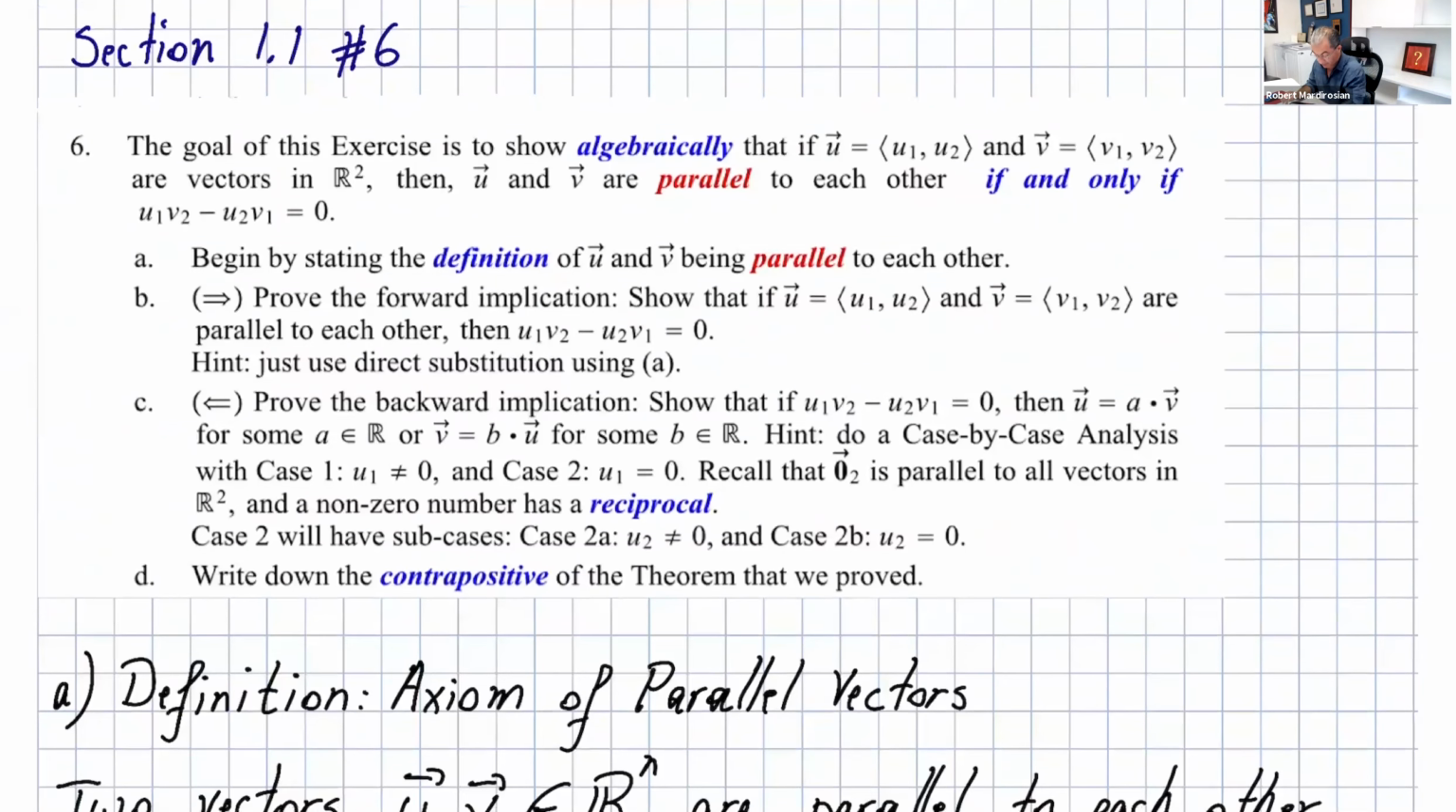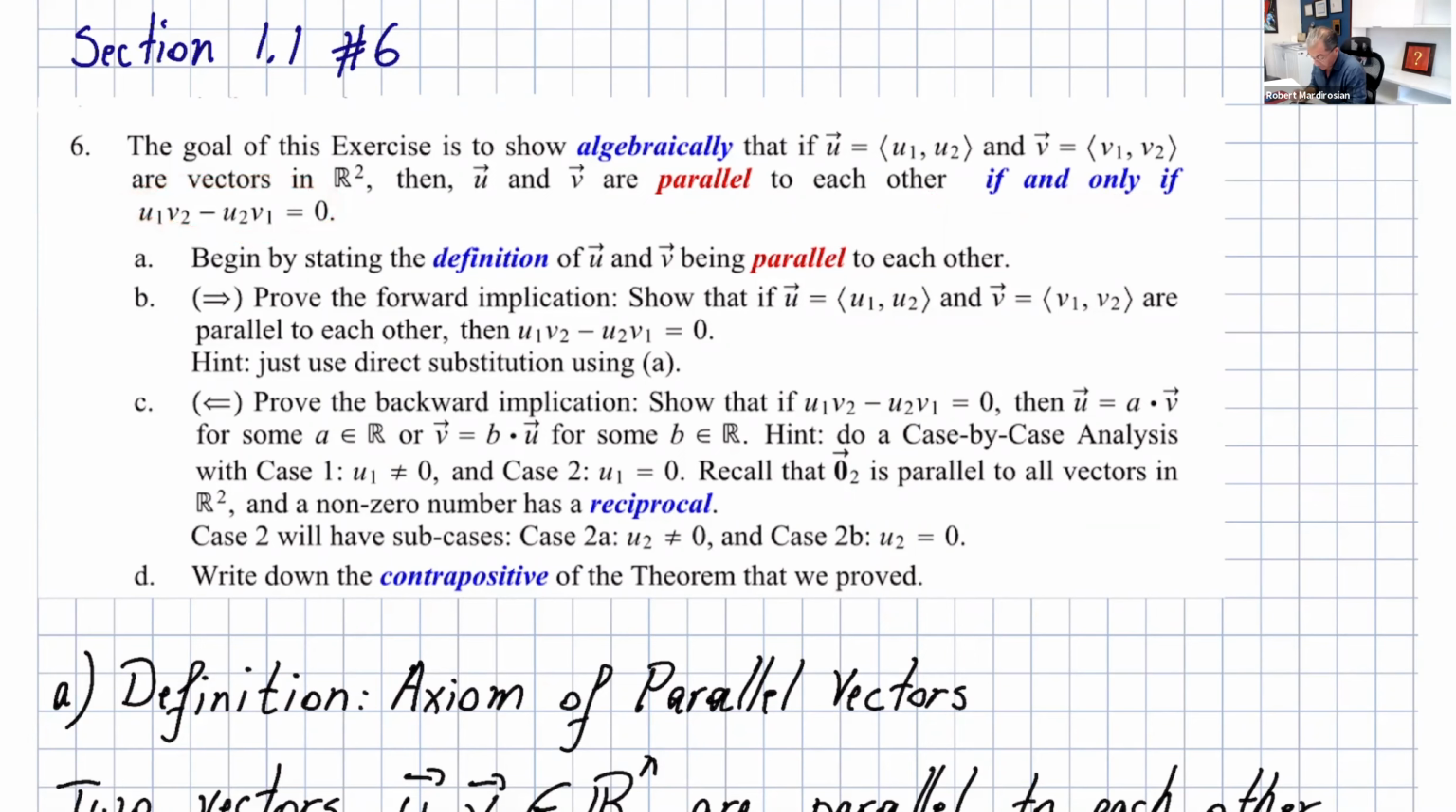So let's go over number 6, section 1.1, and just read the problem. The goal of this exercise is to show algebraically that U with components U1, U2, and V with components V1, V2 are vectors in R2. Then U and V are parallel to each other if and only if this relation works.